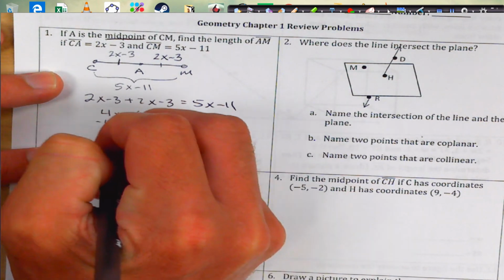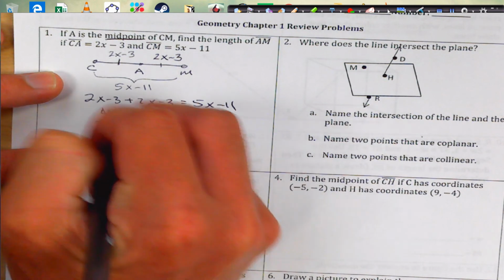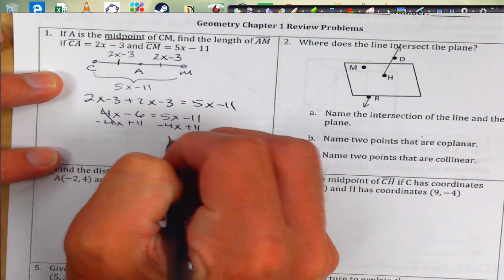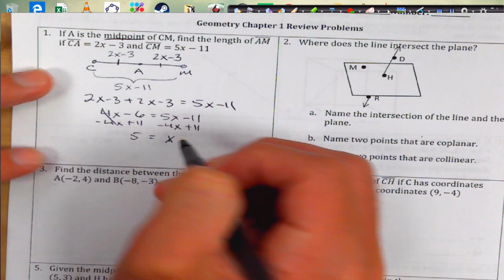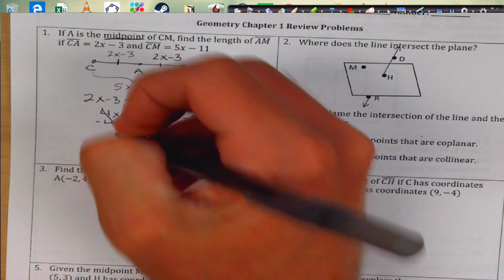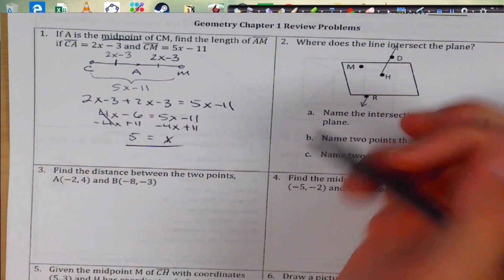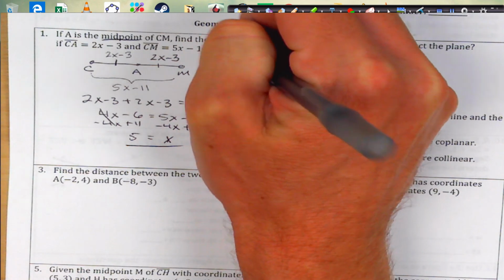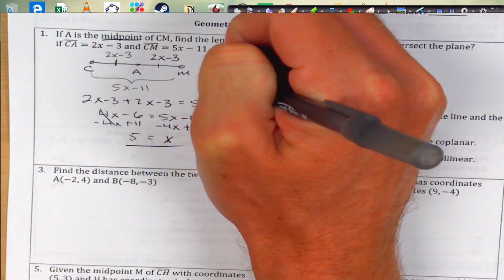We're going to subtract the 4x over here, add the 11 over here, and this is going to become x, and then add the 11 to the 6. That's going to become x equals 5. This says find the length of AM. So it's helpful to get x equals 5, but then we just have to plug it back into AM. So you get 2 times 5 minus 3, so that's going to be a value of 7 for AM.